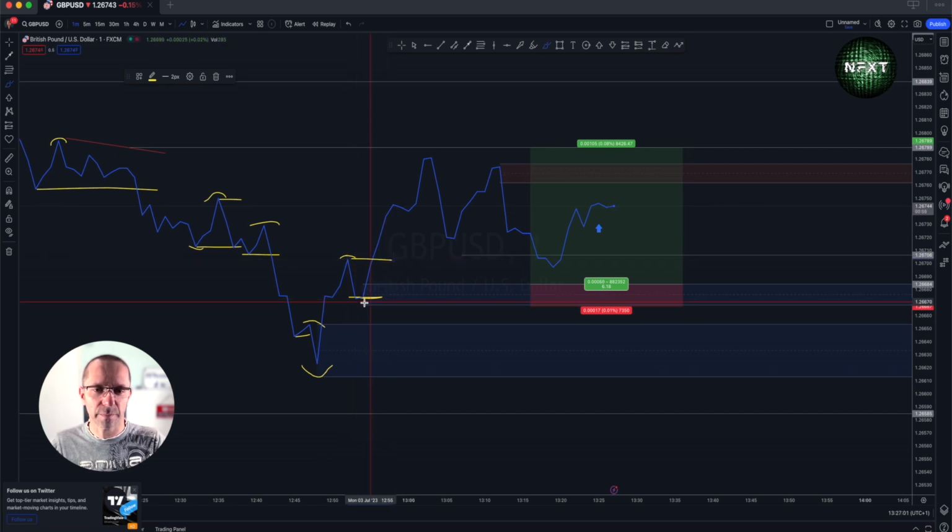So we break structure, new higher low. We continue up, we break this structure here. We then can see we failed to break this structure, but we broke this structure and this move here. Then make a new higher low, new higher high.